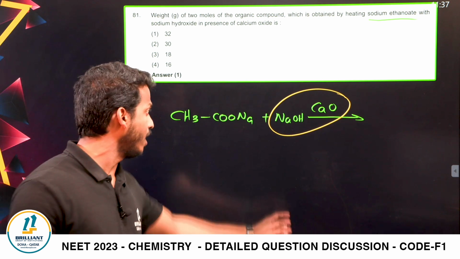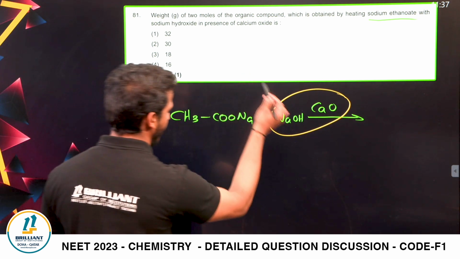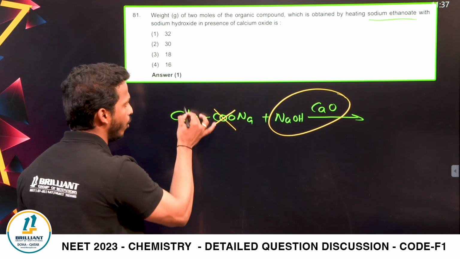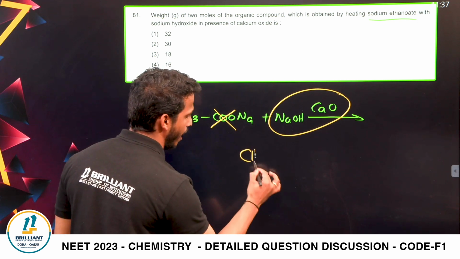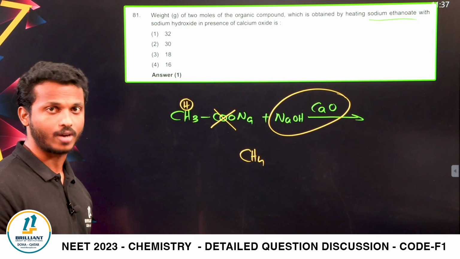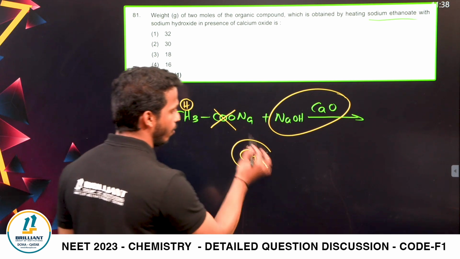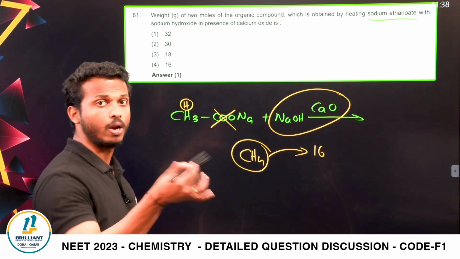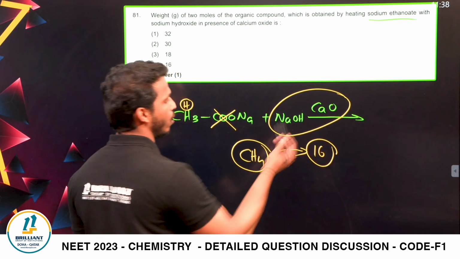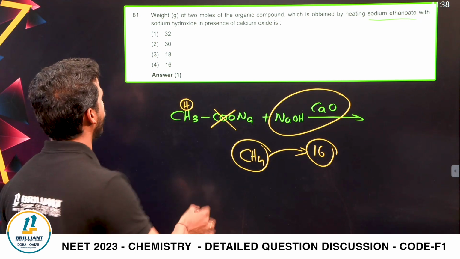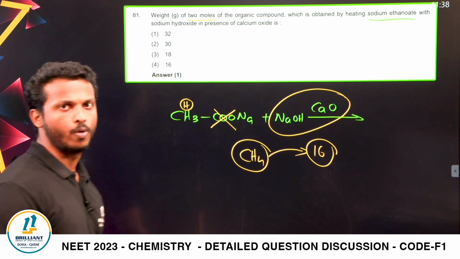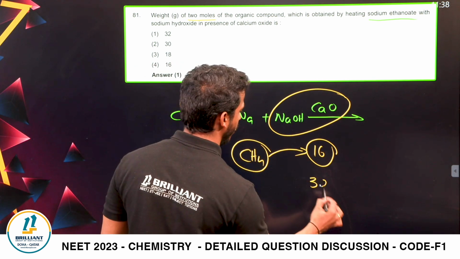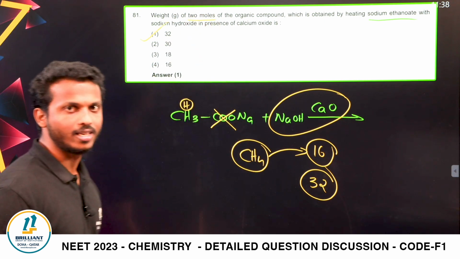What is it called? Soda lime, right? Soda lime is used as a decarboxylating agent. What happens during decarboxylation? Remove the carbon dioxide part, put one hydrogen on this part, and you will get CH4 as a product. You will get an alkane, right? What is the formula? CH4, methane. Its mass is what? 16, right? Carbon 12, 4 hydrogens 4, 12 plus 4, 16. So 16 is not the answer. The weight is 16 gram, but the question says 2 moles of the organic compound. 1 mole gives you 16, so 2 moles will give you its double, that is 32. So the answer is option A.